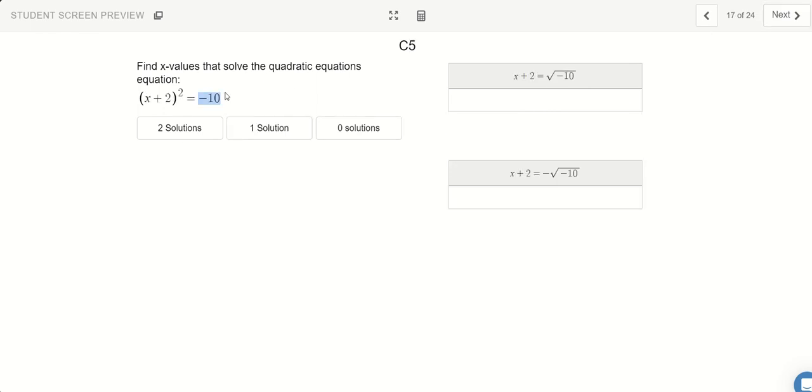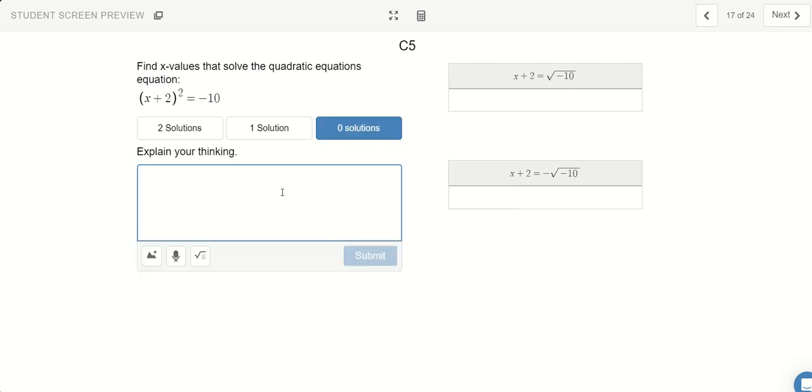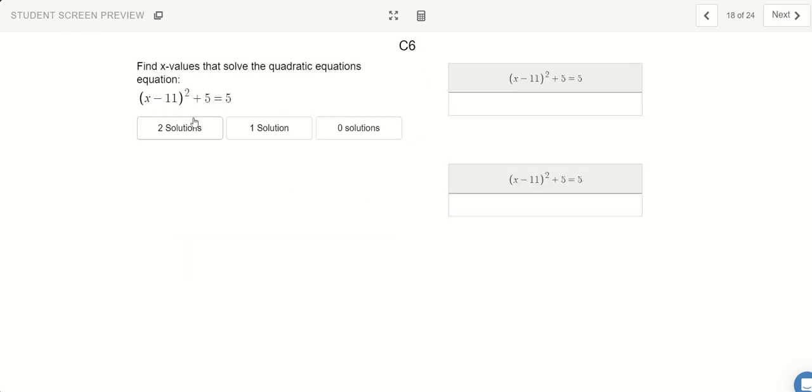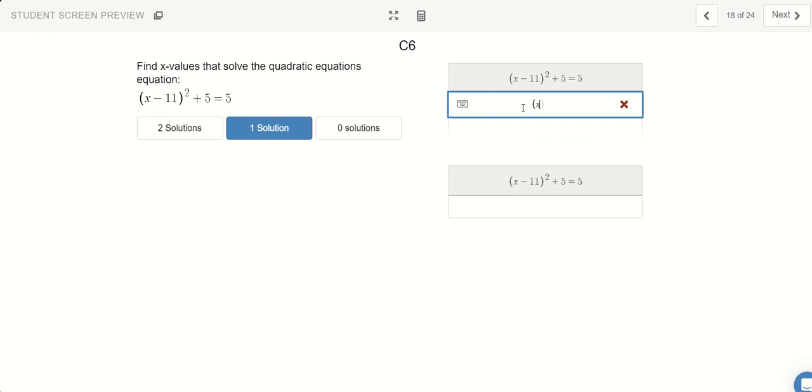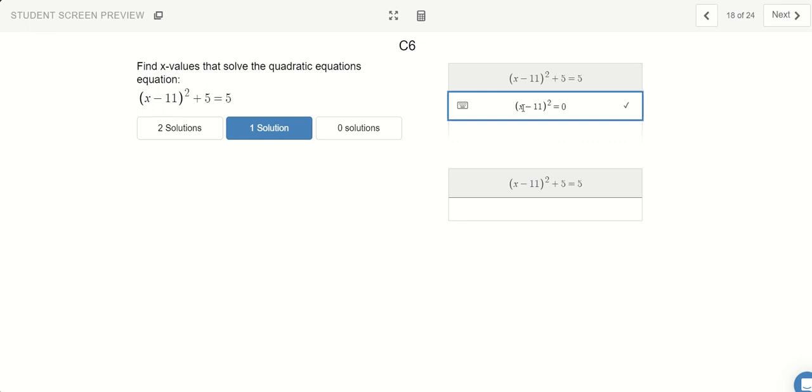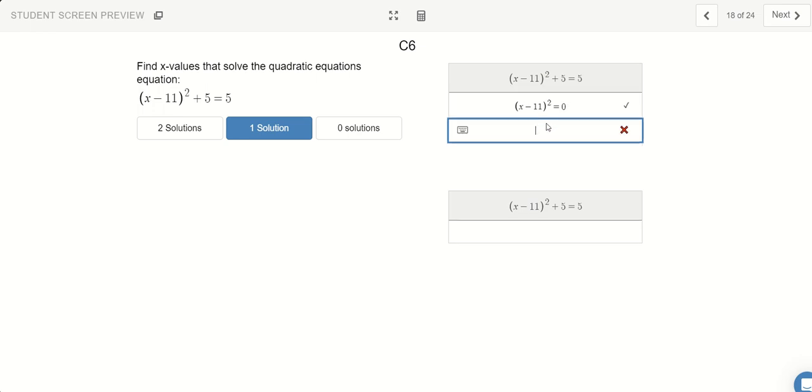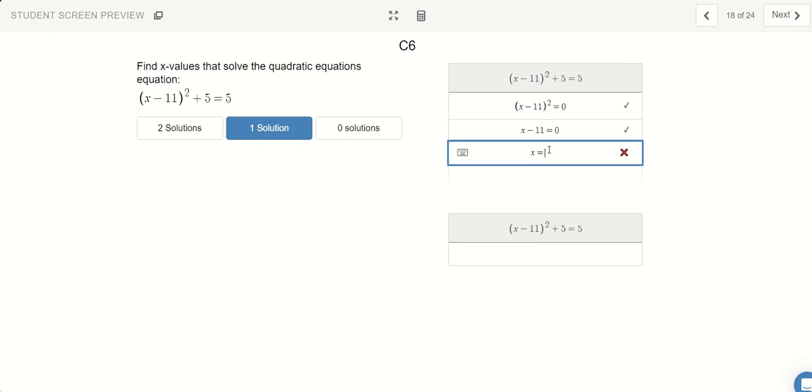Okay, here we're still dealing with a negative number. Again, nothing times itself can be negative, so this one has no solution. A square can't multiply to a negative. Alright, C6. Here, notice that if we subtract 5 on both sides, it's going to be equal to 0. So if I minus 5 on both sides, x minus 11 squared equals 0. And from here, I can square root both sides, so x minus 11 equals 0. And to solve for x, I can do plus 11 on both sides, so x equals 11. Right, this is the only solution.